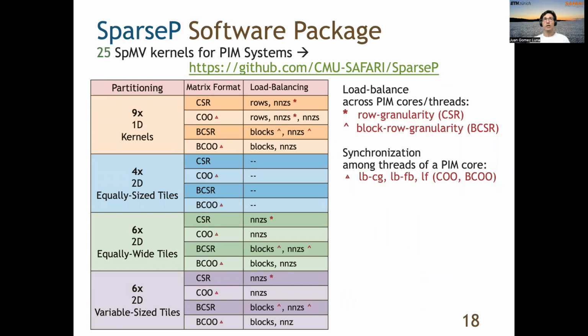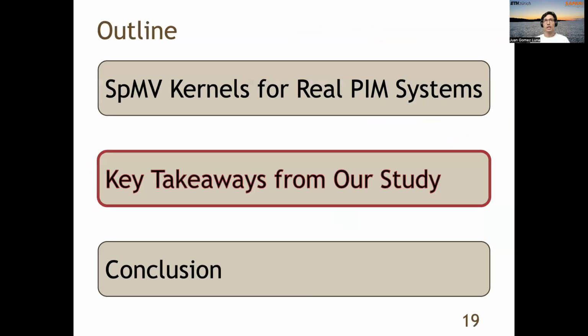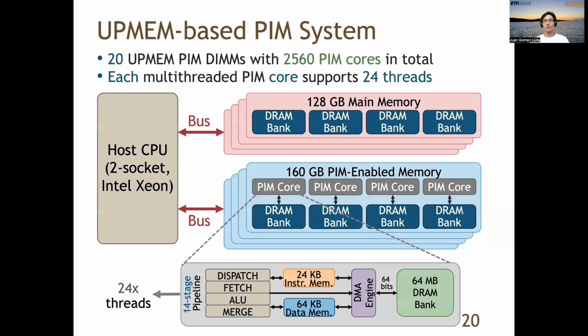So in total, as I said earlier, the SpMV library contains 25 SpMV kernels. As you see, there are different partitioning techniques for 1D kernels, equally sized or equally wide or variable size tiles of 2D partitioning, different matrix formats, basically CSR, COO, BCSR, and BCOO, different load balance among PIM cores and PIM threads, and synchronization mechanisms, and also data types. We can very briefly take a look at some of the key takeaways of our study.